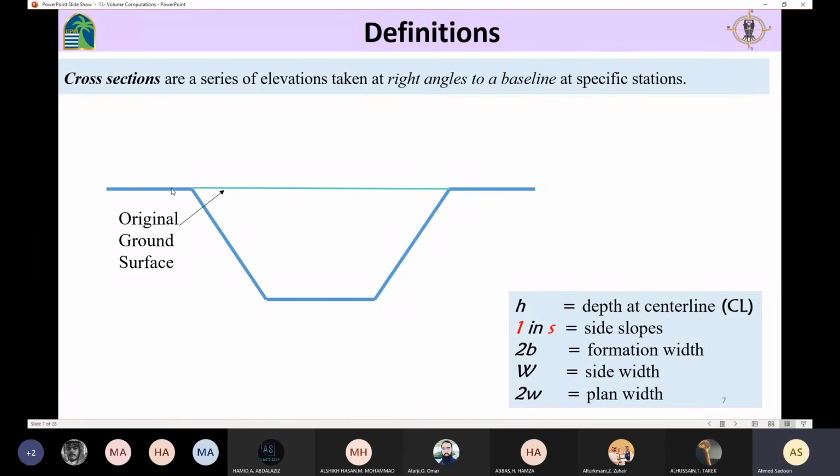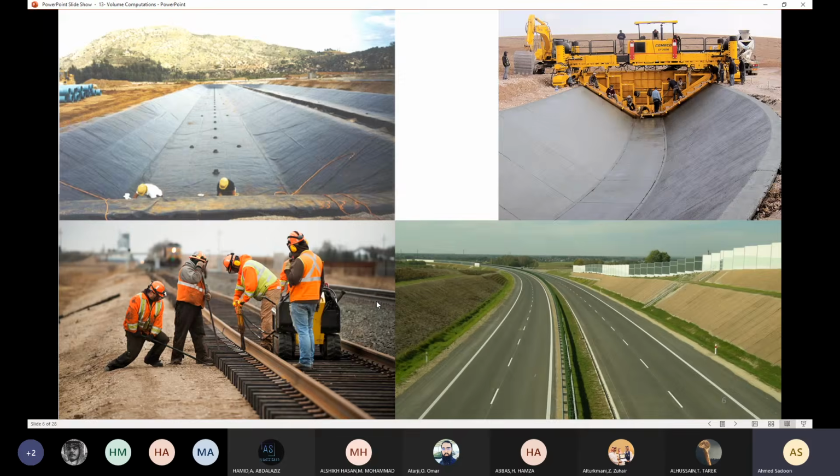So here is a typical section. We usually make the section like that, because if you make the section vertical, this part is going to collapse. So we usually make the cross section like that with a slope. So this one is not going to collapse.